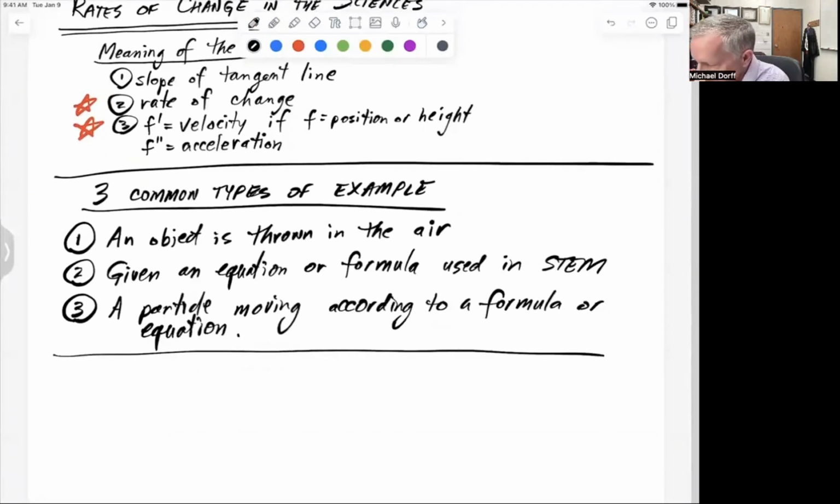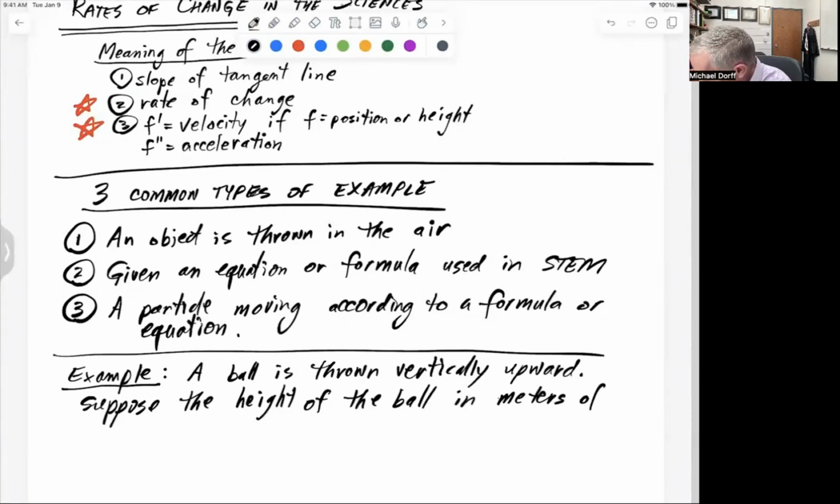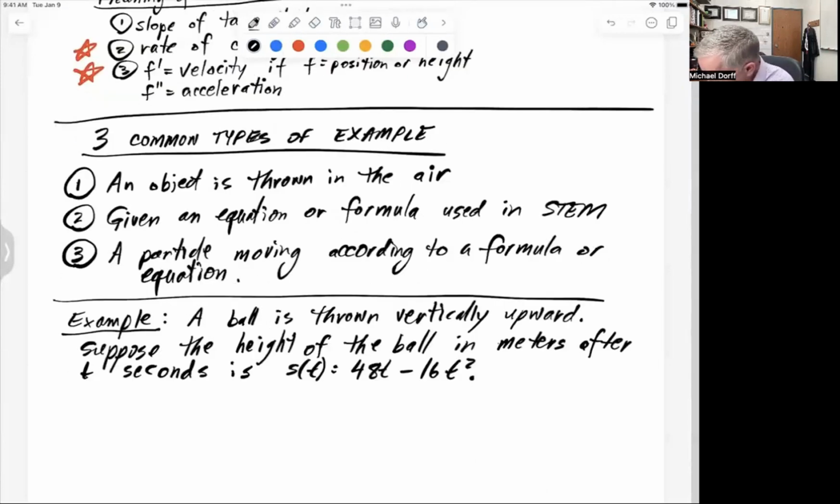So let's start with a first example here, and this is going to be an example of the type that we have for number 1. Here we have a ball thrown in the air, vertically upward, and suppose the height of the ball in meters after t seconds is given by the formula S of t equals 48t minus 16t squared. This is like type 1 here, an object is thrown into the air.